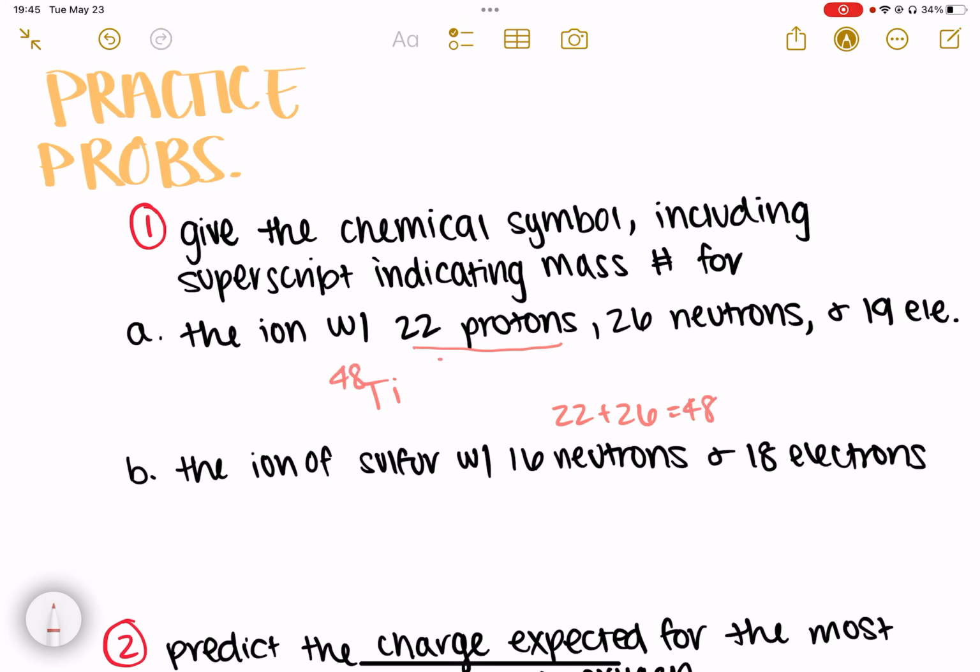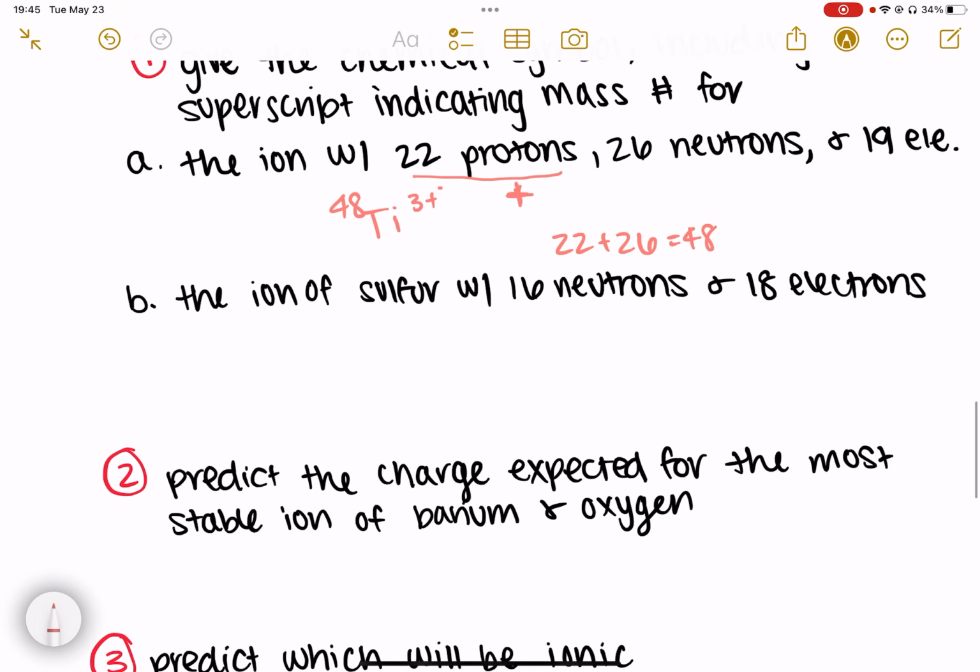And so I have 19 electrons, but it has more protons than electrons. Since protons are positive, it's going to have an overall positive charge. And I have 3 less electrons, so I'm going to have a 3 plus charge. Okay, so pause the video and then try the next one.